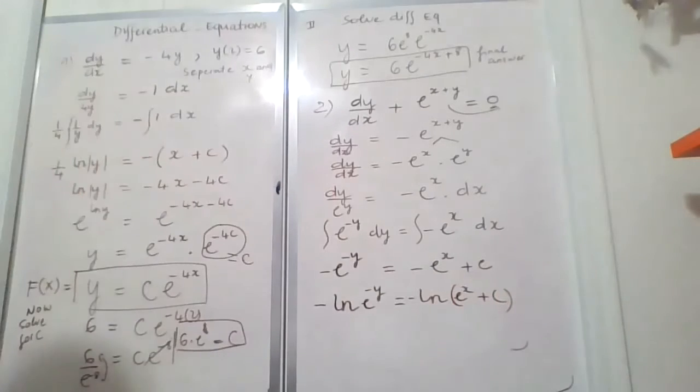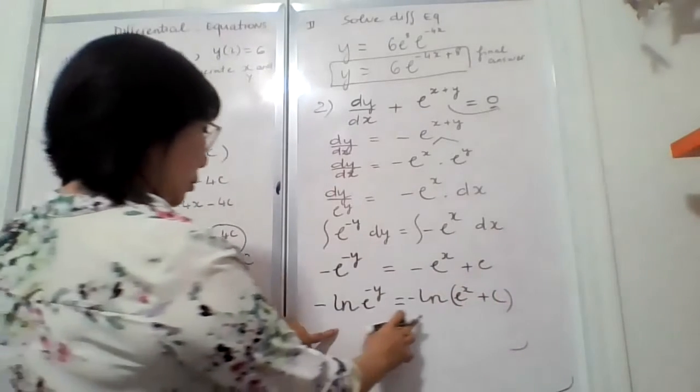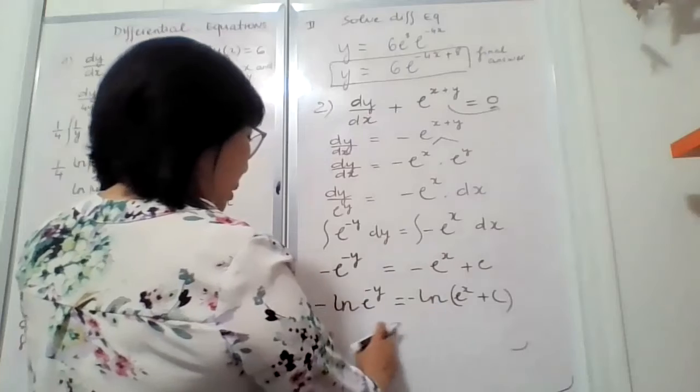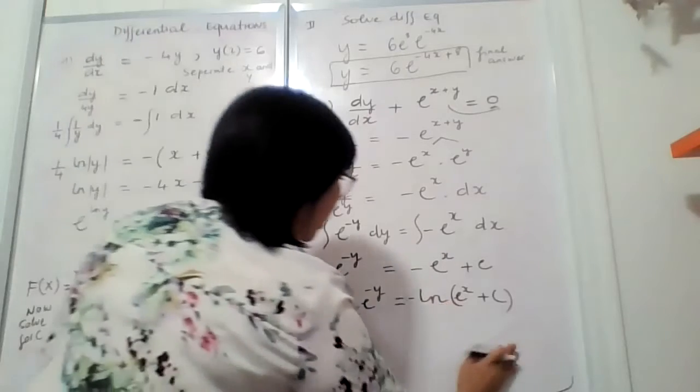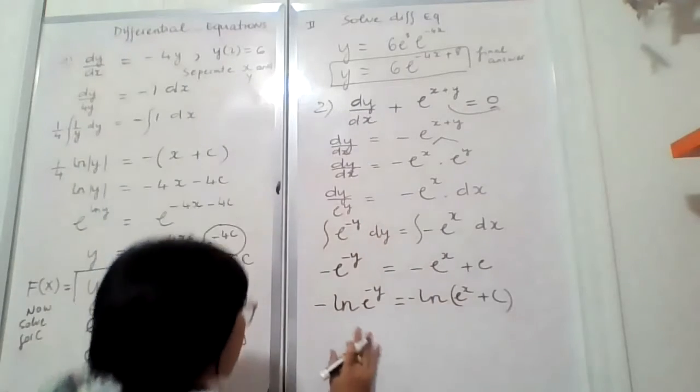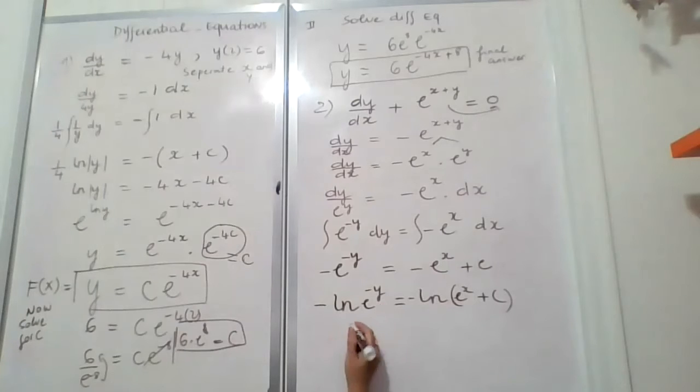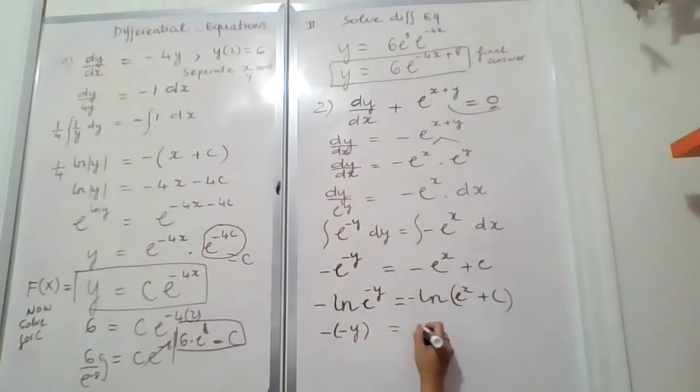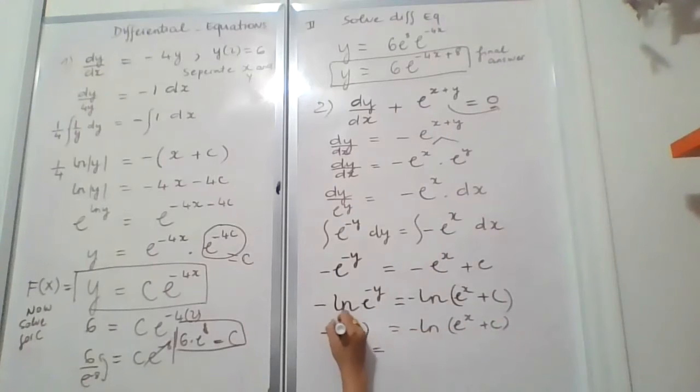Put them in the bracket. Now, because they both minus, right? But let's leave it for now, okay? So now I'm going to say minus ln e to the minus y equal minus y. Ln e to the minus y equal minus y equal ln e to the x plus c. And this will become y, is minus, right? Positive, right? Negative times negative, positive. And this is our answer.